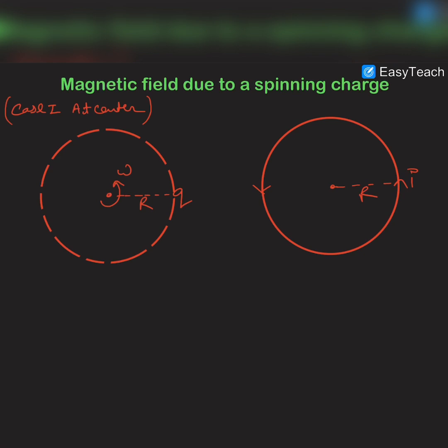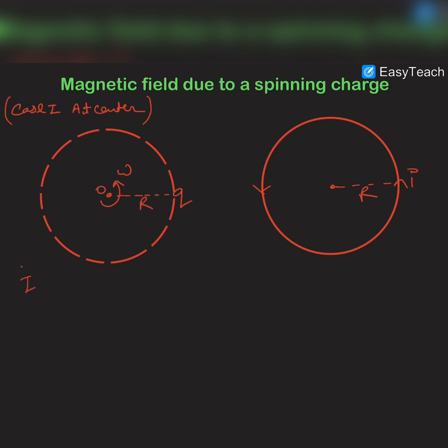In this video, we are going to discuss the magnetic field due to a spinning charge. So there is a charge which is spinning about this point with an angular velocity of omega, and the radius of the circle is r. And we have to find out the magnetic field created by this charge at this point O, which is the center of the circle. Now let us find out the magnetic field by two different methods.